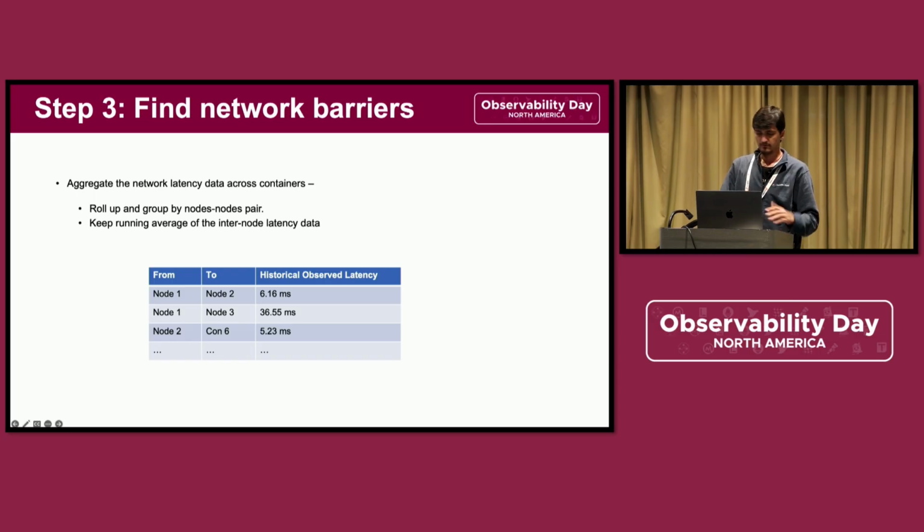So we do have the latency info, which we build upon now. We roll this data up by nodes and keep a running average. This tells the historical running average of what the latency has been when pods across different types have been running on these nodes, interacting with the other node that is there.